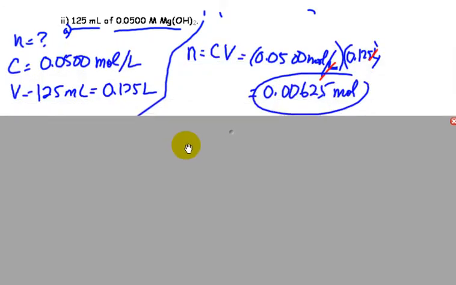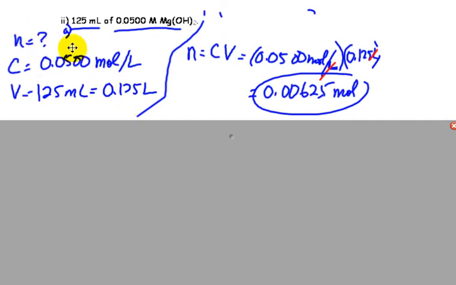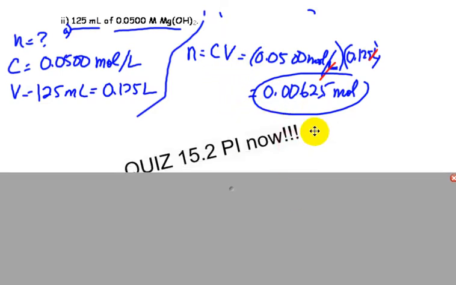Okay, if you had a chance to look at that, looking for N, we know C, we know V. 125 mL is 0.125 liters. Then substituting that back into the formula here, you should get 0.00625 moles.